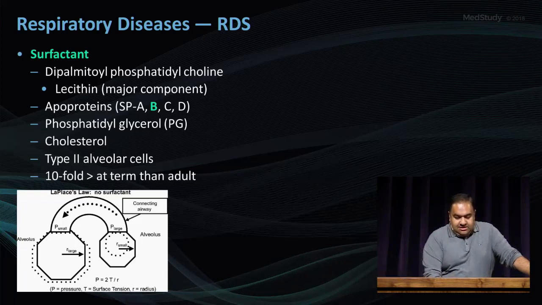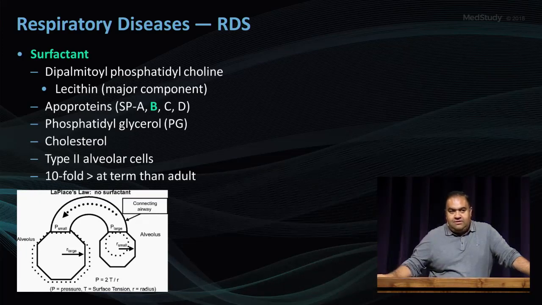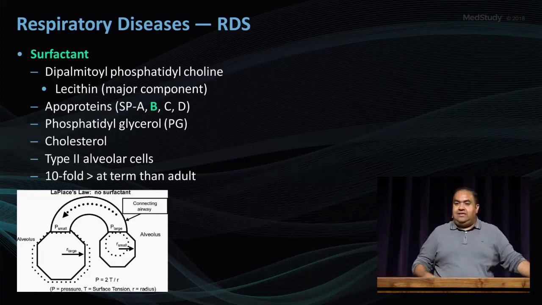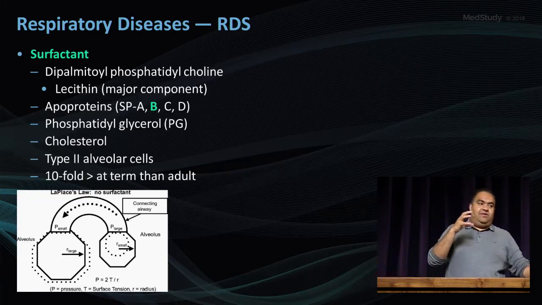And then you can see Laplace's law there, looking at the pressure, and it's a relation of the surface tension and the radius. So it's 2 times the tension divided by the radius. So really, without surfactant, as alveoli increase in diameter, imagine a room.